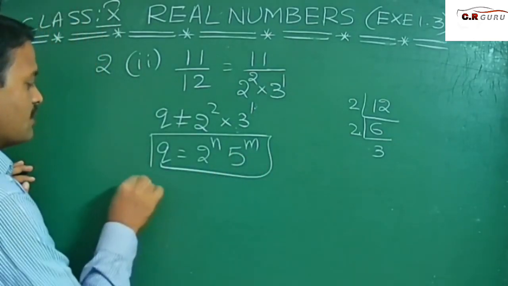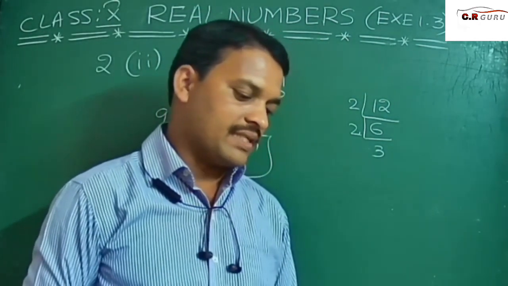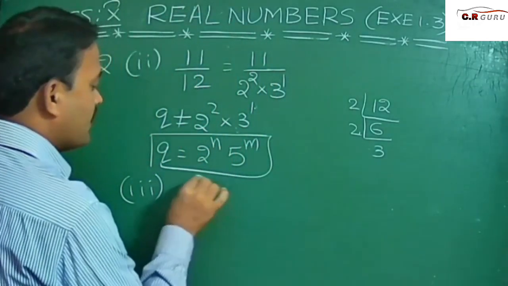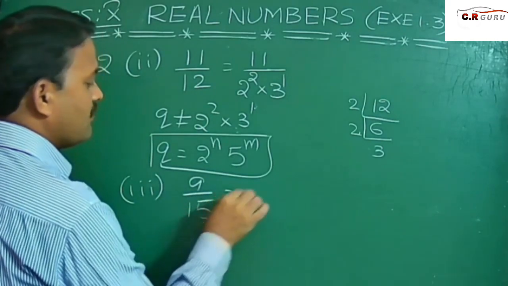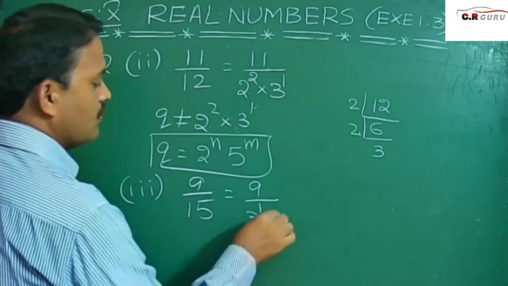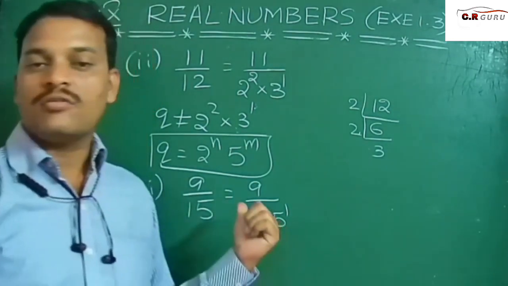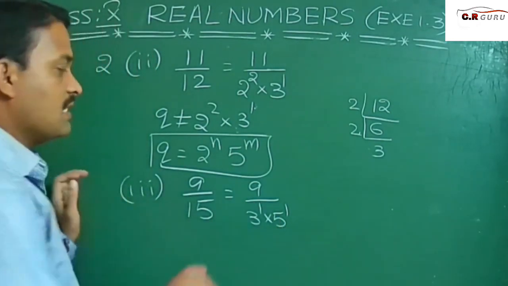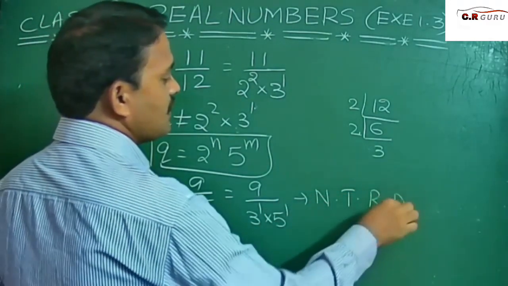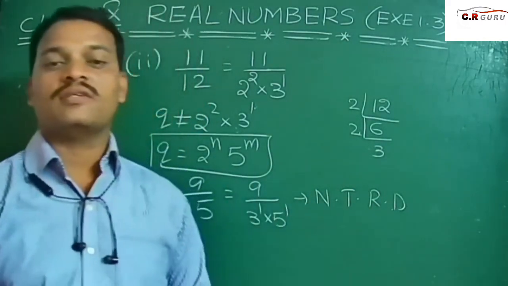Next, let us see the third sum. The third sum is, suppose, 9 by 15. 9 by 15 can be written as 3 power of 1 into 5 power of 1. So this is also not in the 2 power of n into 5 power of m form. So that's why this is also a non-terminating repeating decimal. Non-terminating repeating decimal only. Okay. So this is about the second Roman.